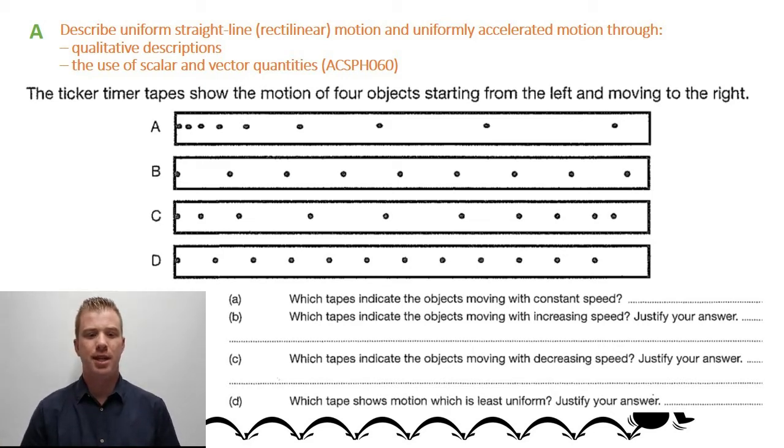C, which tapes indicate the objects are moving with decreasing speed? So that's the opposite, where the dots are coming closer together, and that is shown in tape C. So if you look at tape C on the second half, the dots are coming closer together. Now D, which tape shows motion with the least uniform motion? Now if you look at tape C, it's accelerating in the first half and then decelerating in the second half, which shows you that it's the least uniform compared to tapes A, B, and D.